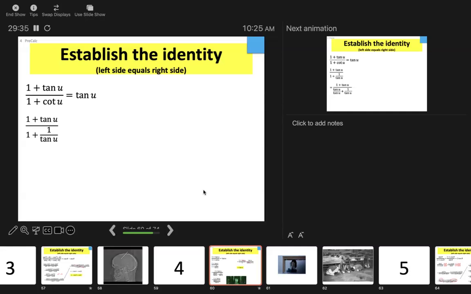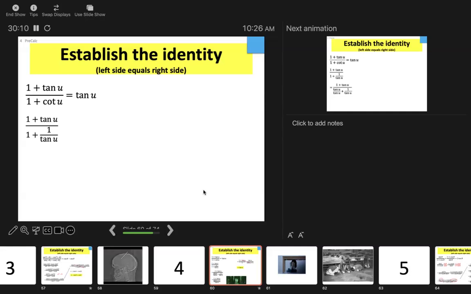Hey, look, I got fractions. I got 1 plus this. So one option is deal with the fraction. The other option would be multiply by the conjugate. Now you have a choice. Which one are we going to choose? 1 plus 1 over tan u, tan u over tan u. So once again, one option is to write 1 as tan u over tan u. And then look, I got nothing but tan u's, and look at the final answer. Tan u. Option number 2, multiply by the conjugate.